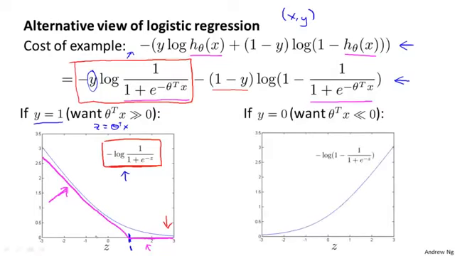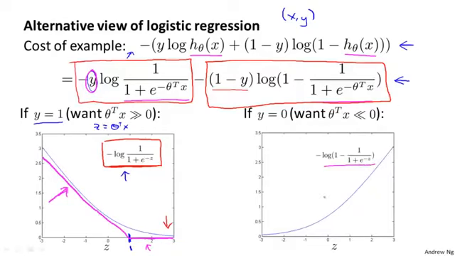We just talked about the case of y equals 1. The other case is if y is equal to 0. In that case, if you look at the cost, then only the second term will apply, because the first term goes away: if y is equal to 0, then you have a 0 here, so you're left only with the second term in the expression above. And so the cost of an example, or the contribution of the cost function, is going to be given by this term over here. And if you plot that as a function of z, with z on the horizontal axis, you end up with this curve.